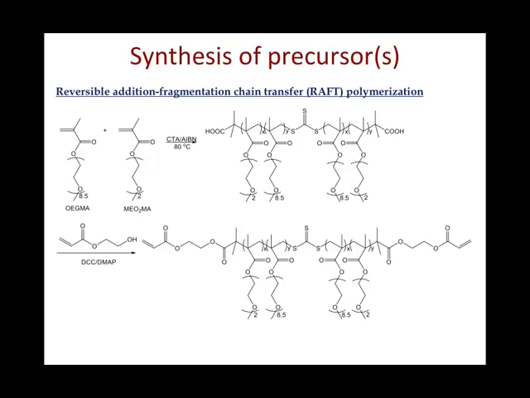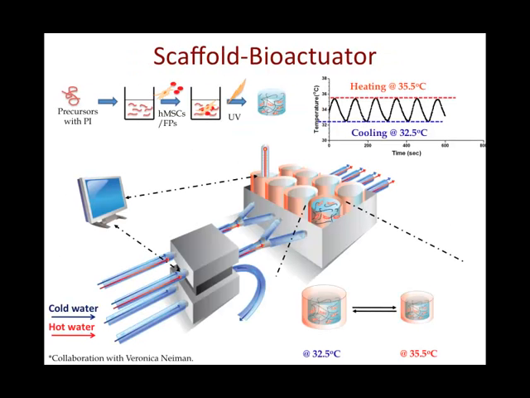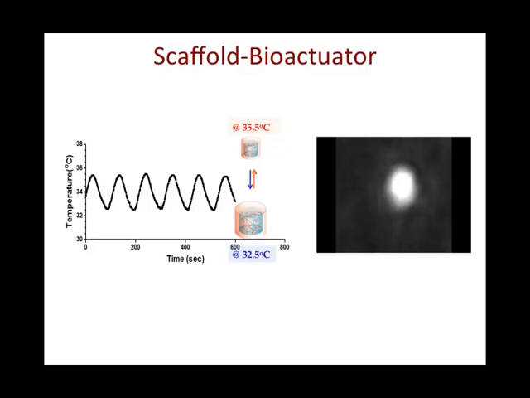So this is just the chemistry, this is the entire device. We need temperature fluctuations. In this case, you heat them to 35, cool them to 32.5, so they oscillate. This is between 32.5 and 35.5, so you're oscillating by changing the temperature. That is why you need this device: cold water, hot water, and you just control them with the computer.